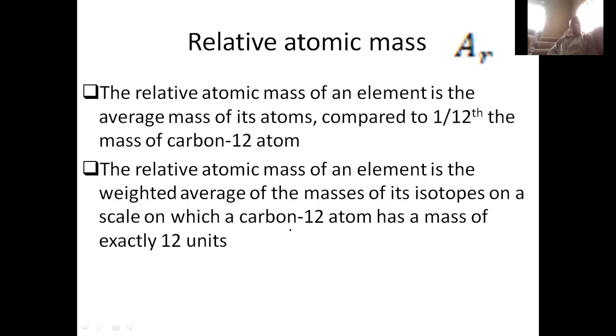In simple terms, we are saying if there are isotopes, which are atoms of the same element with different mass numbers, you add these and you get the average. And then you compare, that's the ratio with the atom of carbon 12. And so basically that's relative atomic mass. It is the average mass of atoms compared to 1/12 the mass of carbon 12 atom.